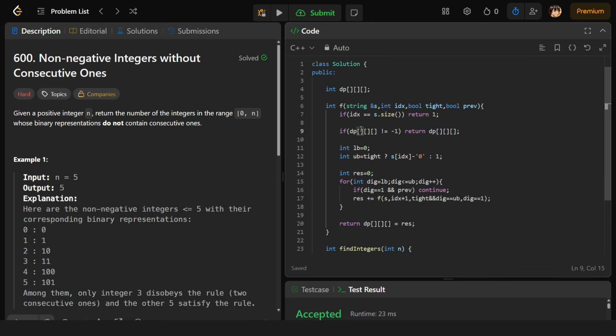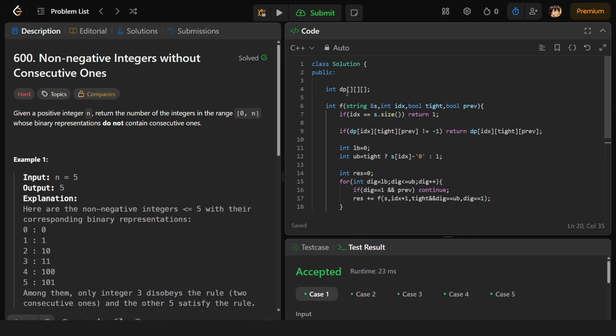So let's name it now. So this will be idx, this will be tight, and this will be previous, right? Similarly, this will be idx, this will be tight, and this will be previous, and same for this. And let us now try to understand what will be the sizes for each one of the states. So since the second and the third states are both boolean values, that's why it will be 2 for them. And let us now try to think what will be the value of index.